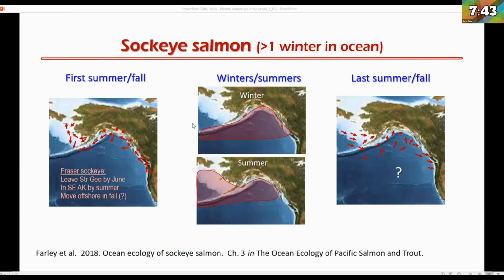Except for sockeye, their North American distribution extends quite a ways west, further than perhaps any of the other salmon I'm talking about here. And then as far as their last summer and fall, it appears that they're moving relatively rapidly from offshore areas onto the continental shelf and upstream, based on their limited catch by coastal fisheries.